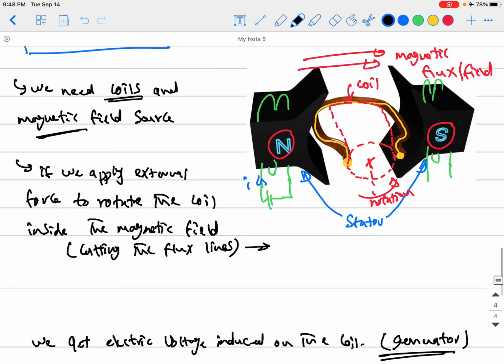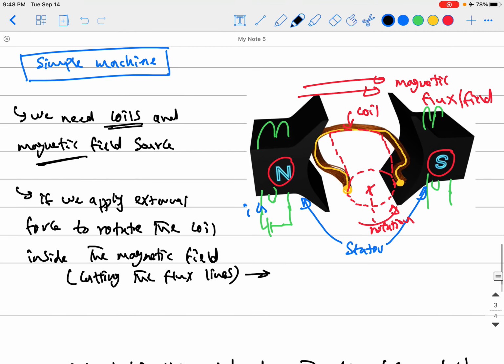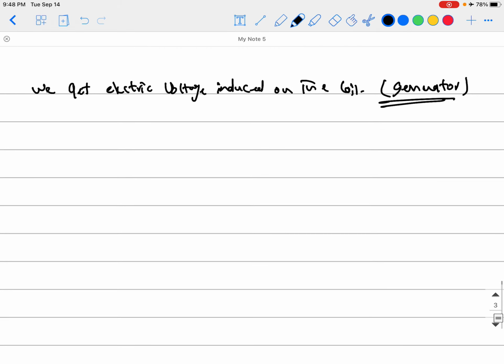It's as simple as this. If you want to generate electricity, you just get a north and south pole like this. That will give you a magnetic field, and you place a coil inside this magnetic field and rotate it, so it cuts this magnetic field. Now you have a simple generator, like we said before.